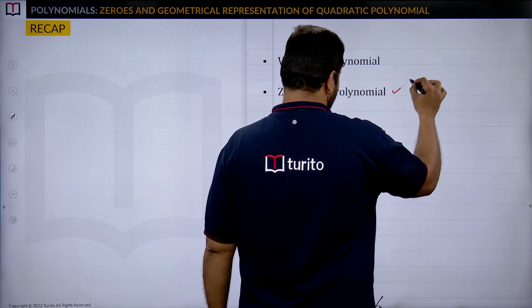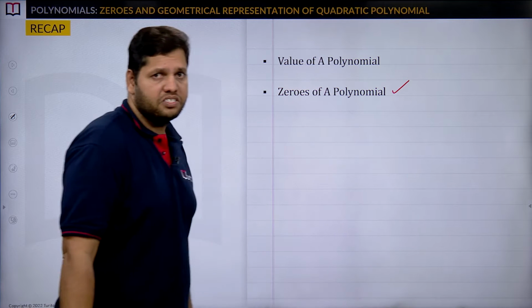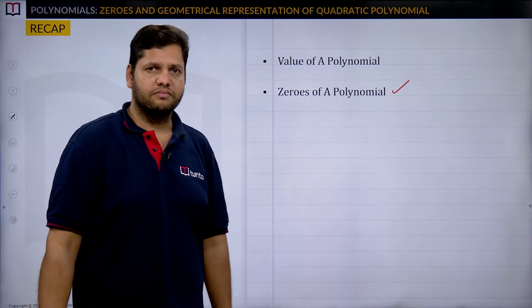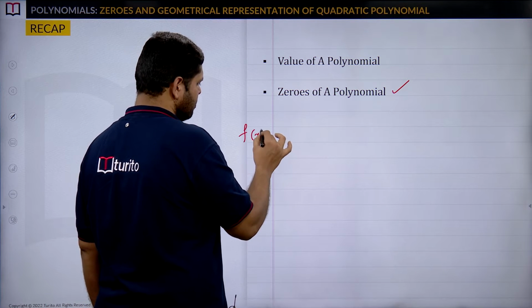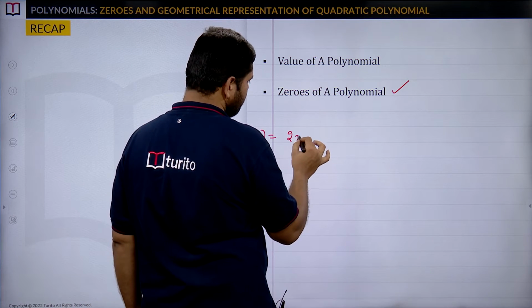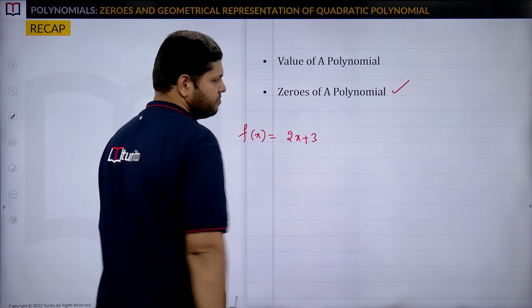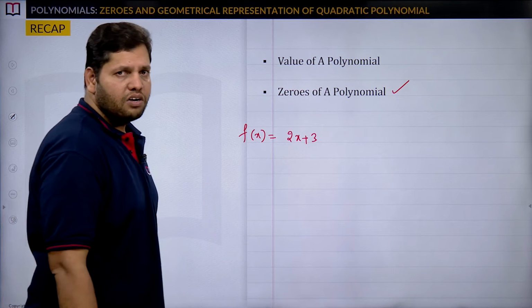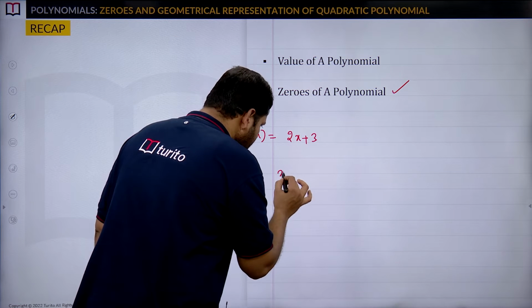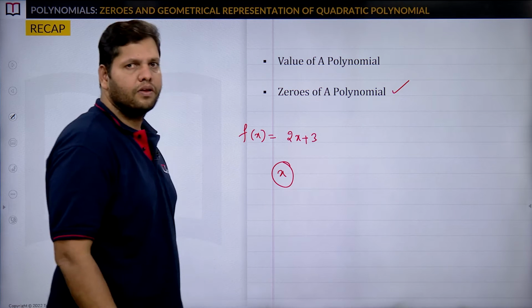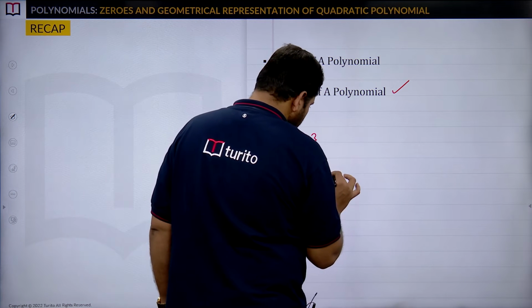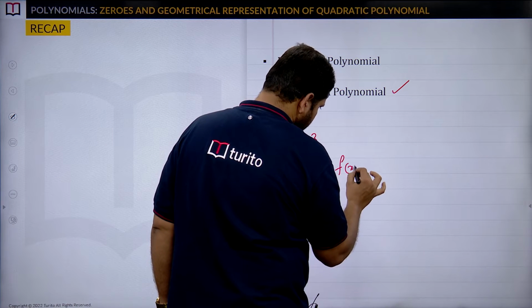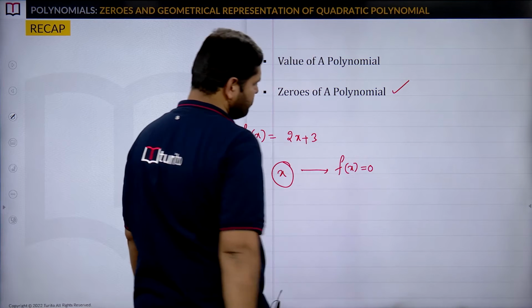Next, children, we discussed the zero of the polynomial. Tell me, children, what is the zero of the polynomial? Same thing, I am taking one polynomial expression f of x equals 2x plus 3. Children, what we have to do? We need to find the value of the variable x where this polynomial expression is going to be 0.